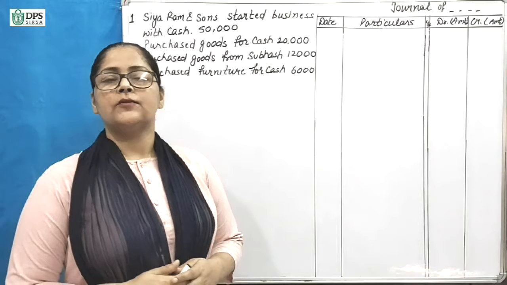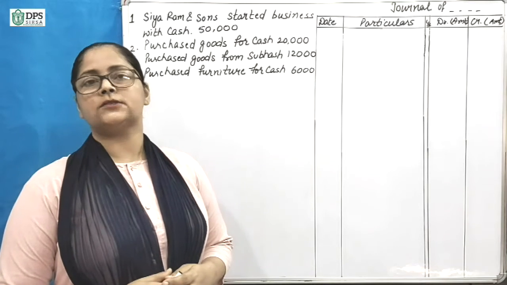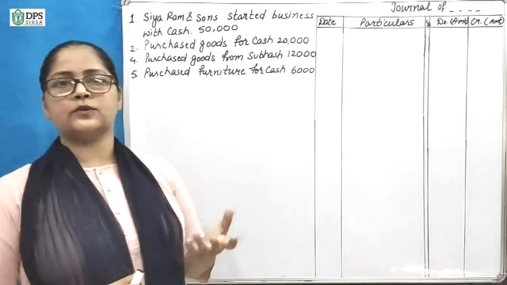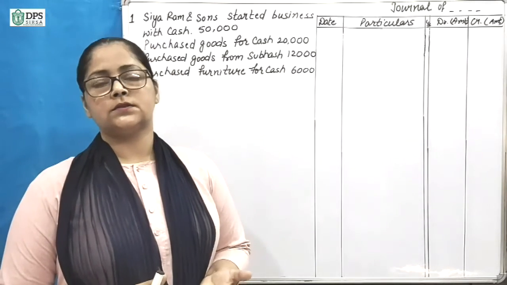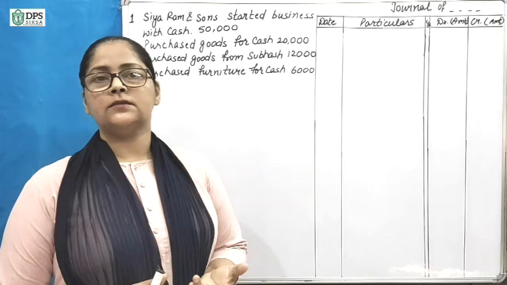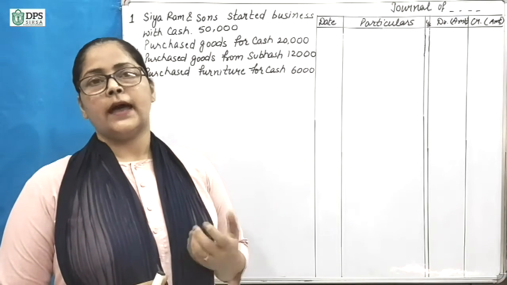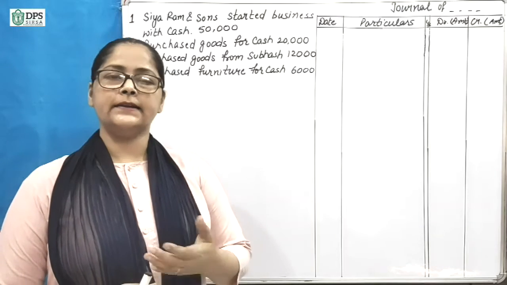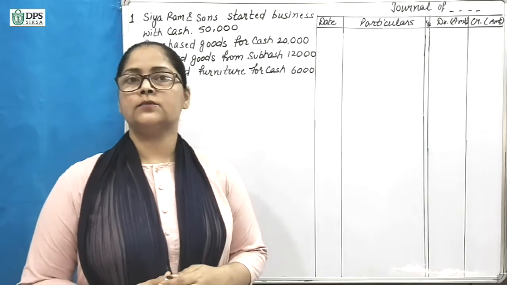Hello students, from our previous lesson, now it is clear to you what is journal entry and what is journalizing, and what are the steps of journalizing. Now you know what are goods. Whatever the business is purchasing for resale is goods, and now it is clear to you what is cash and credit transaction. So let us move towards the numerical questions.